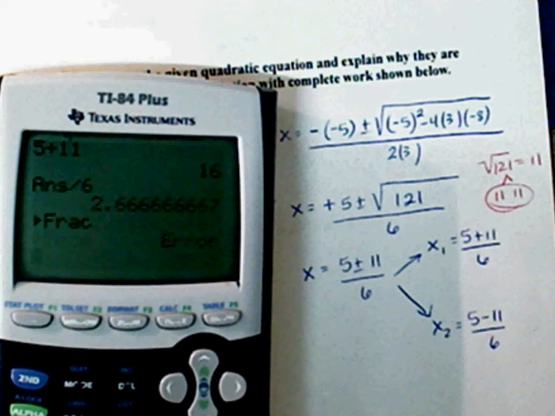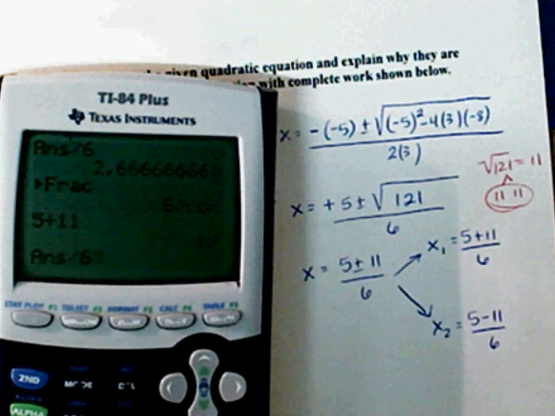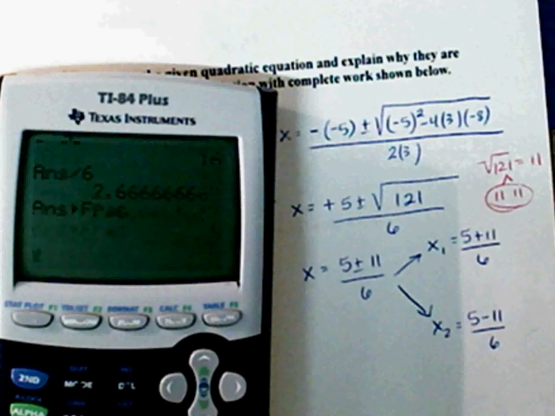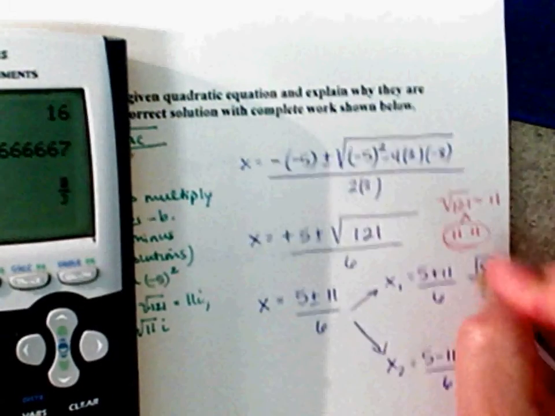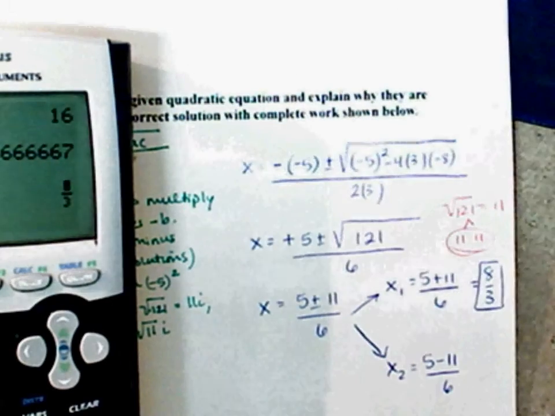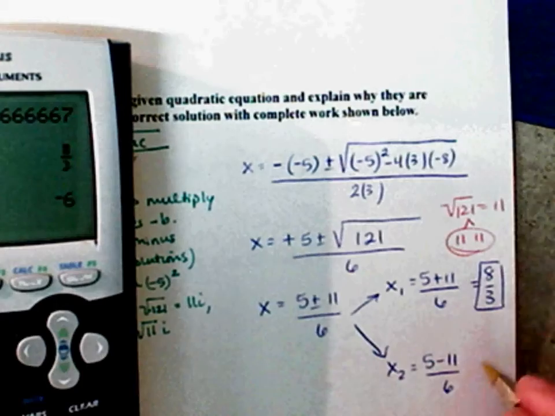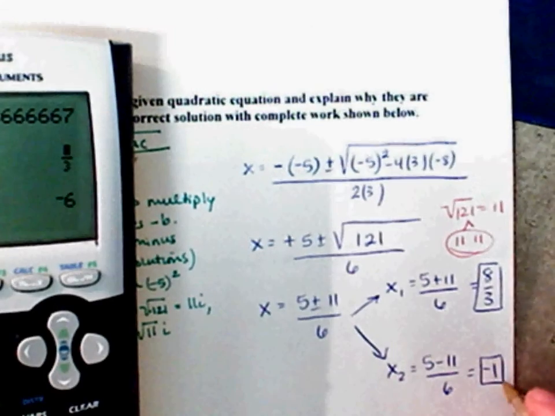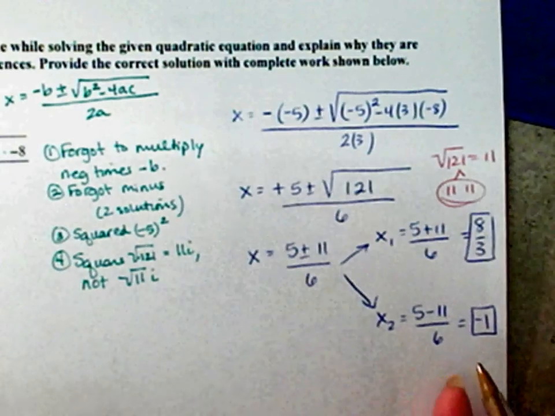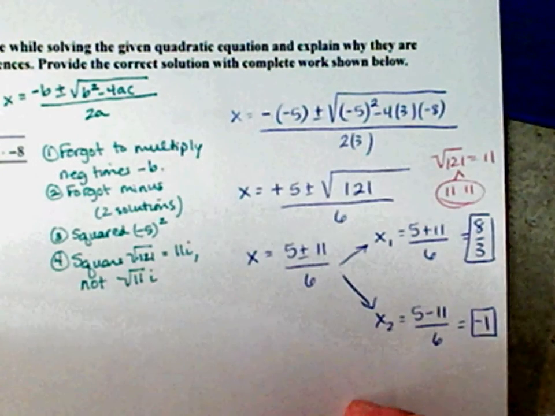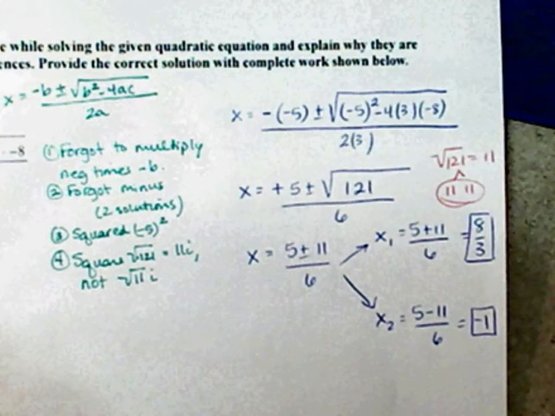Whoops. Let me try that again. 5 plus 11 equals, divided by 6, and that converts to 8 over 3. Okay, and your other one is 5 minus 11 divided by 6, and that gives you negative 1. So there is the solution to your x, and you can write it like that, and that'll be fine. Okay, so x is equal to 8 over 3 and negative 1. That's where you're going to cross your x-axis.